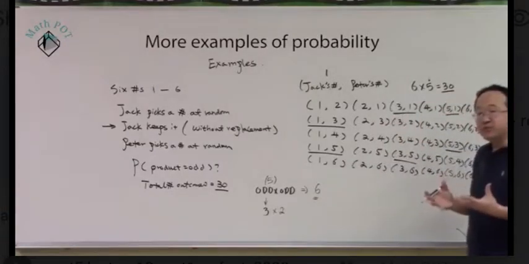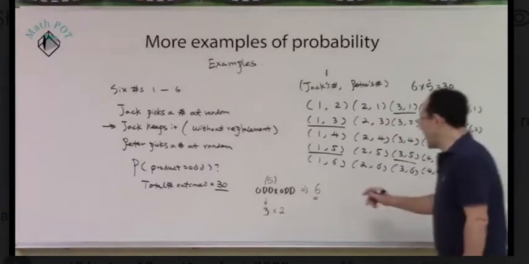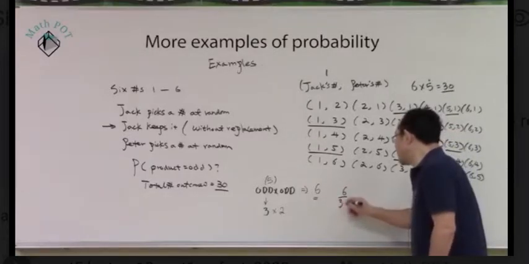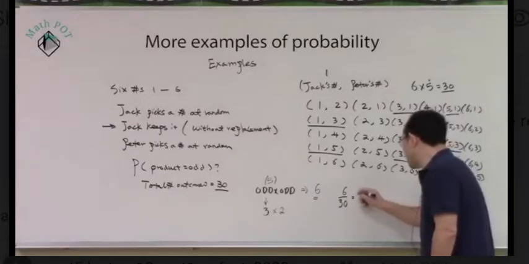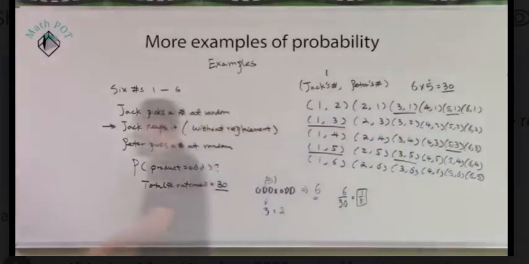So now we are ready to solve this problem. The final answer here is 6 over 30. Simplify, divided by 6, that gives us the final answer of 1 over 5. That is the answer for this one.